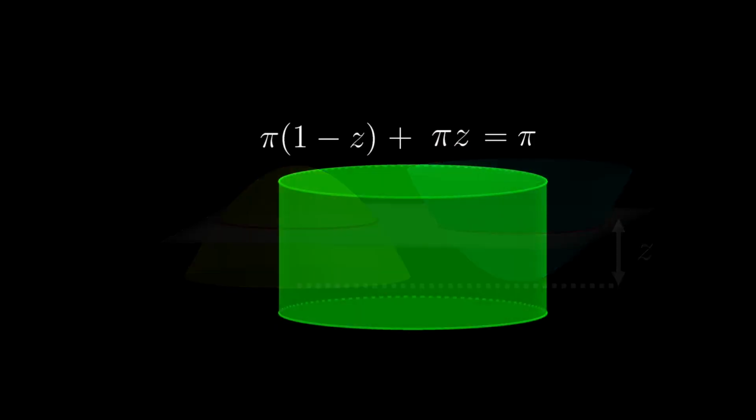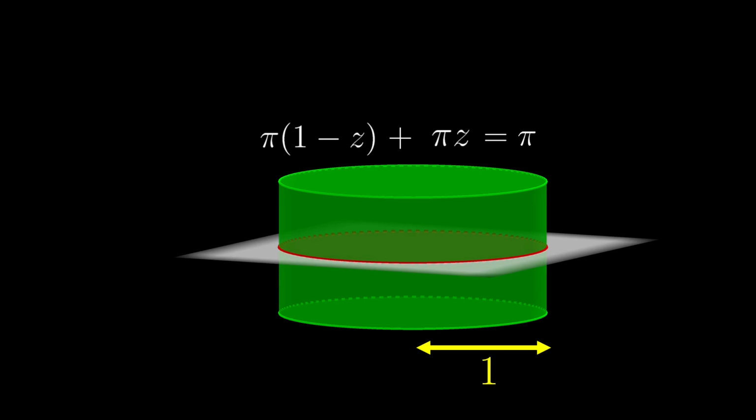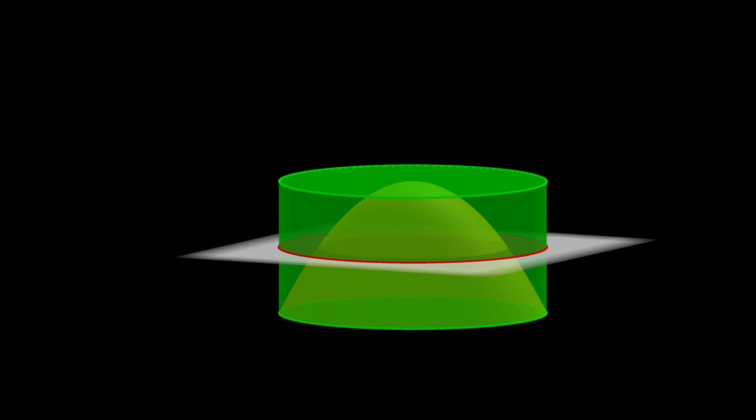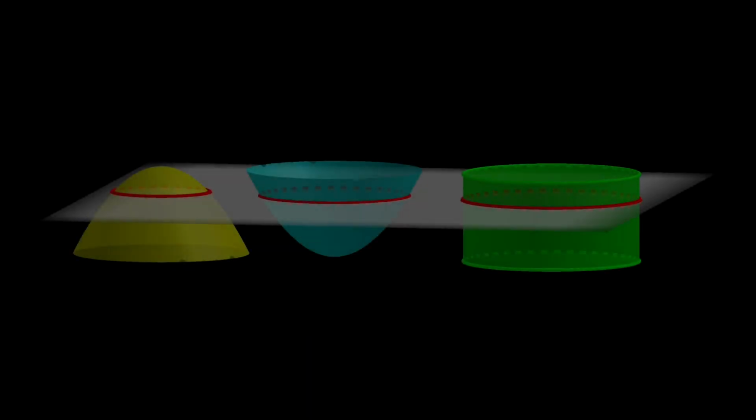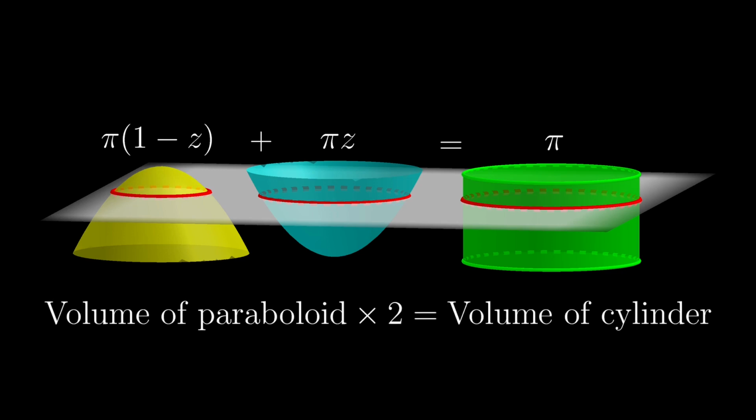So we can compare this to a cylinder with unit radius so that all the horizontal cross-sectional areas are just pi. And the cylinder actually circumscribes the original paraboloid. Basically, if we take the cross-section at every possible height, the areas for the two paraboloids would add up to that for the cylinder. So by Cavalieri's principle, the sum of the volumes of the two identical paraboloids is the volume of the circumscribing cylinder.